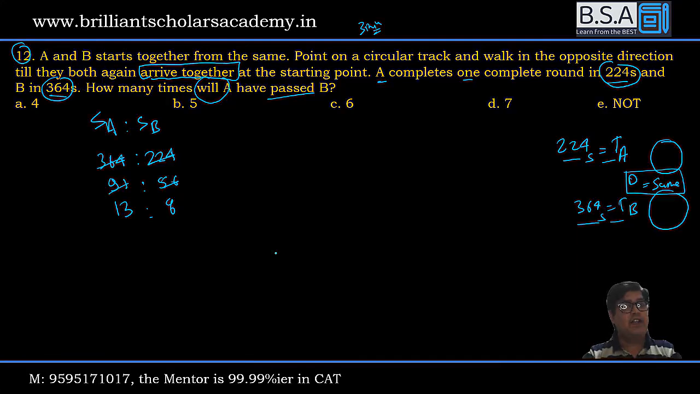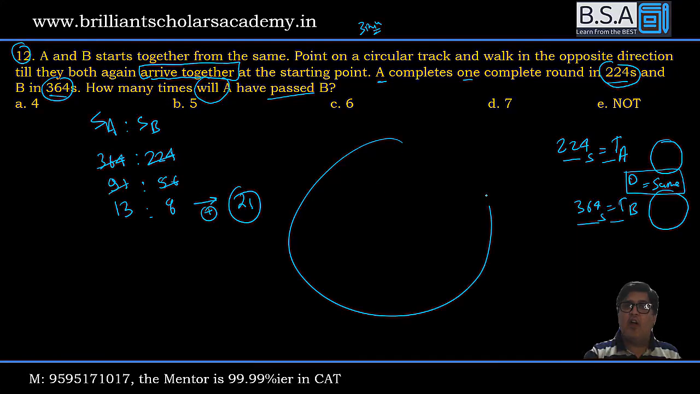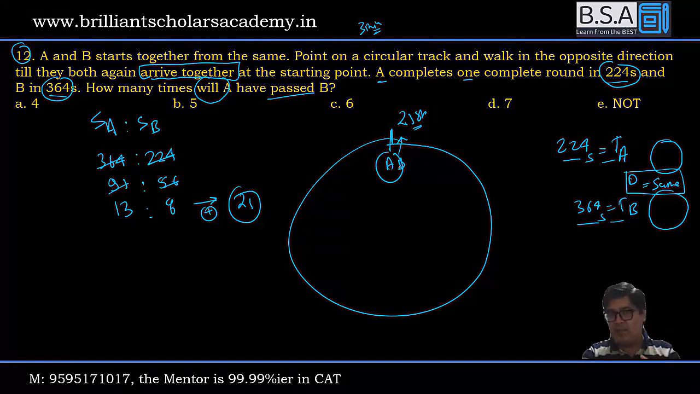Now the condition is, how many times have they passed each other while traveling in opposite directions? While traveling in opposite directions, they will meet 21 times. And on the circle, this will be the 21st meet. They will arrive, from opposite sides, here, A and B will arrive for their 21st meet. Are they crossing each other? No. So how many times has A crossed B? 20 times.